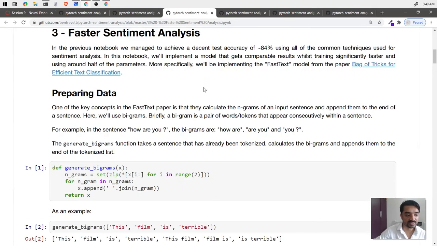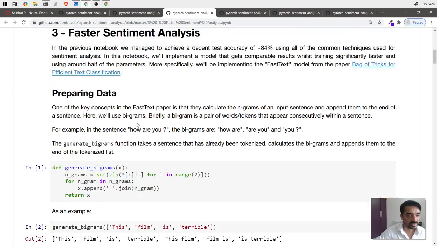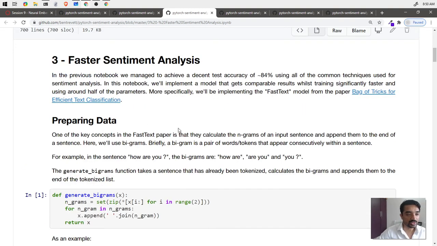Here we have faster sentiment analysis. Now, one key concept of the FastText paper is that it calculates the n-grams of an input sequence and appends them to the end of the sentences. Here we'll use bigrams. Briefly, a bigram is a pairwise word. For example, in a sentence like how are you, the bigrams are how are, are you, and so on. So this is slightly more towards how you would think about image augmentation.